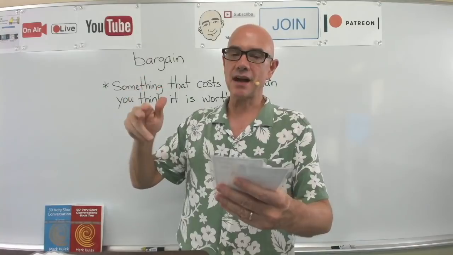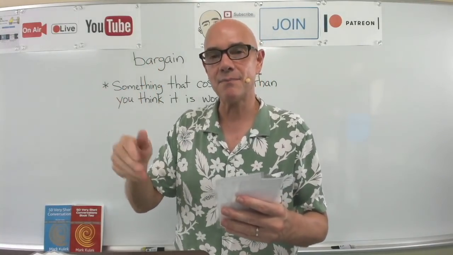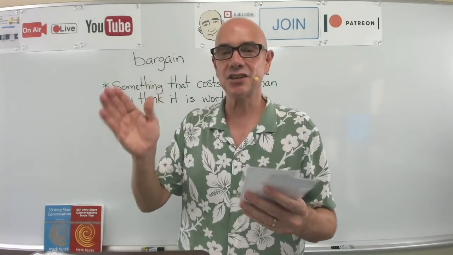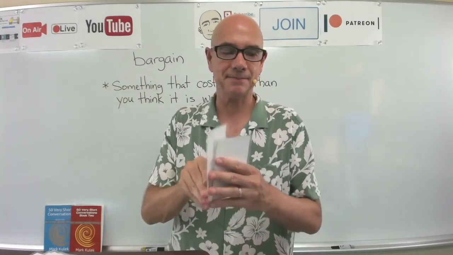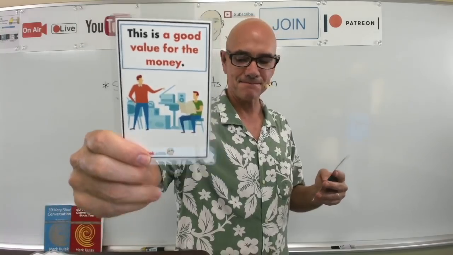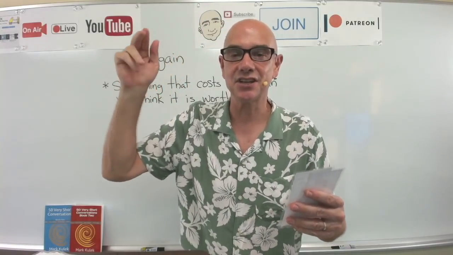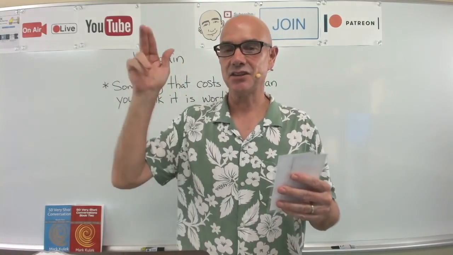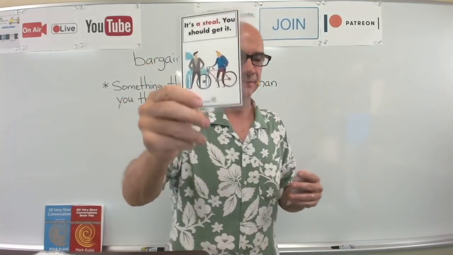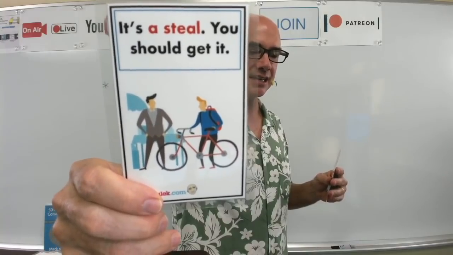This is a good value for the money. This is a good value for the money. This is a good value for the money. This is a good value for the money. It's a steal. You should get it. It's a steal. You should get it. It's a steal. You should get it. It's a steal. You should get it.